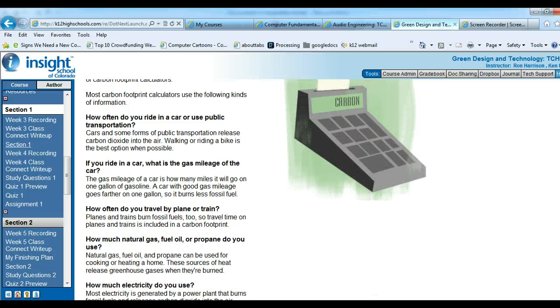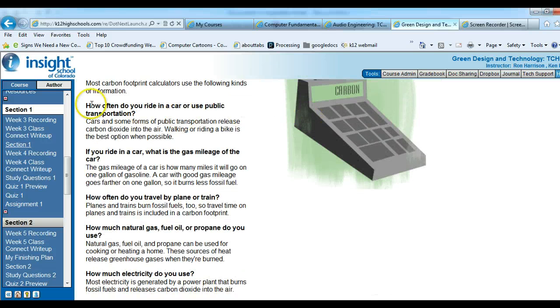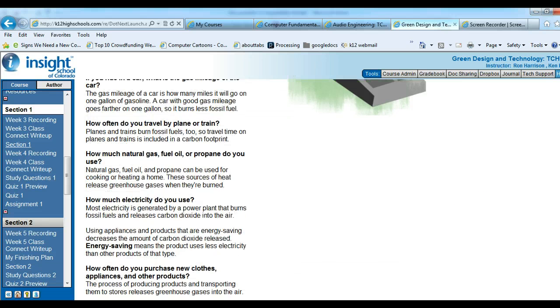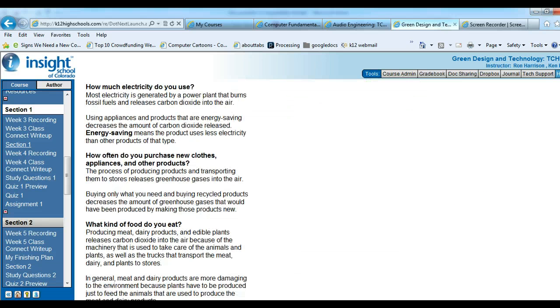So calculating carbon footprint, some things to think about. How often do you take public transportation? Which is positive, this is much better than if you drove your own car. So how often do you ride in a car? What miles per gallon does the car get? Traveling by plane and train adds to it. How much fuel do you use? How much electricity do you use? All of these things. Do you use energy-saving appliances?